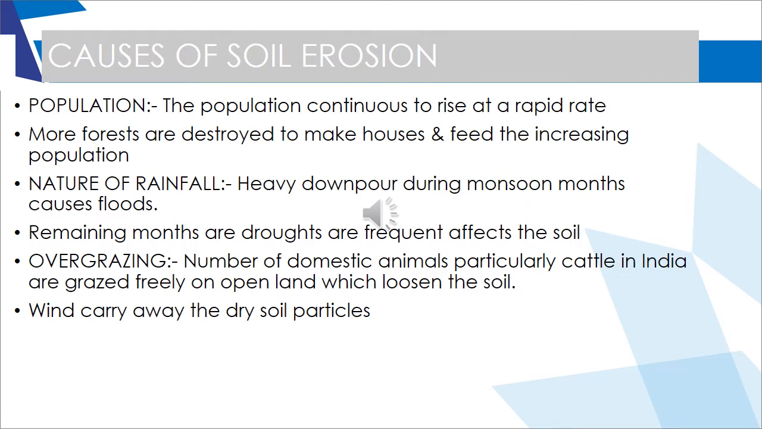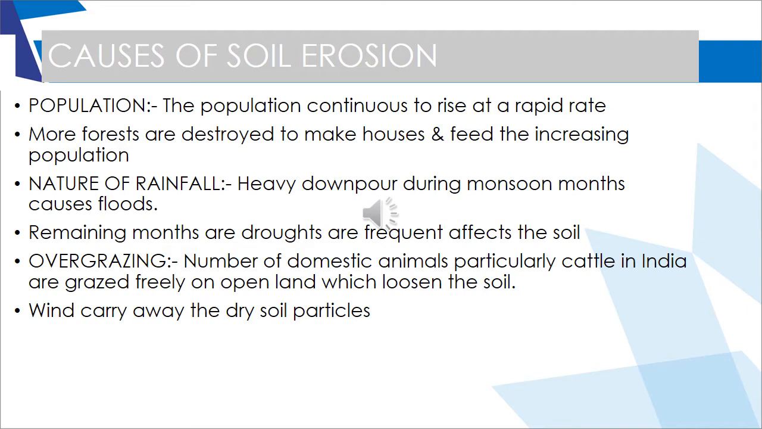Now, what are the causes of soil erosion? The first and foremost cause of soil erosion is the rise in population. If there is a rapid increase in the population, what happens? Deforestation happens on a large scale, because you need to build more houses. So to get more houses, obviously you need to cut down the forest cover or the vegetative cover.